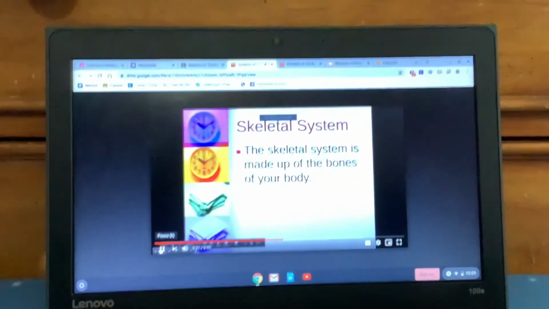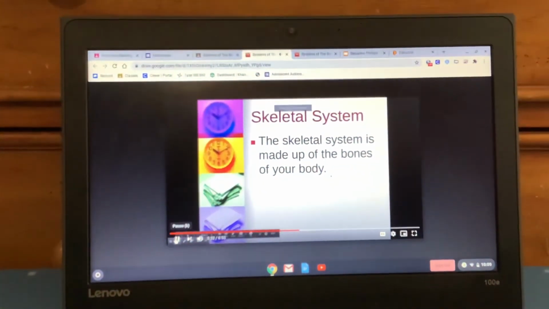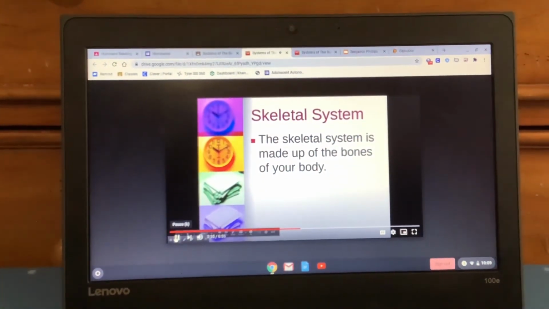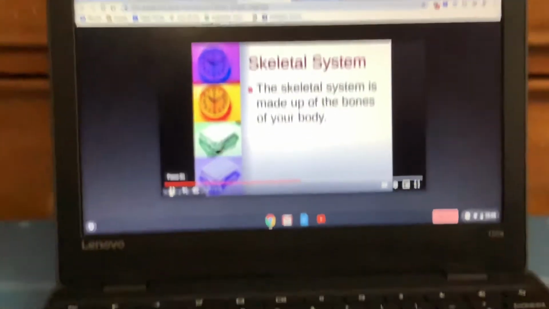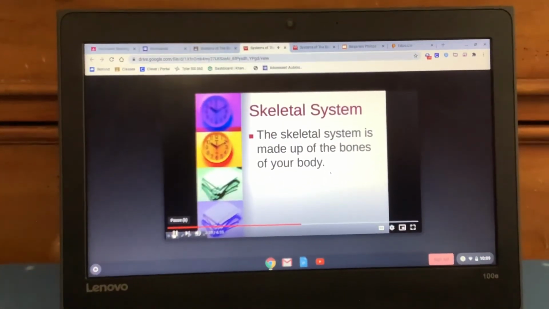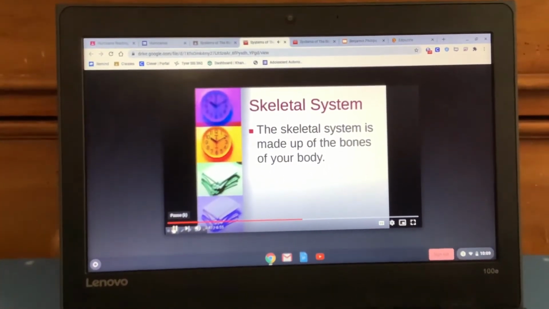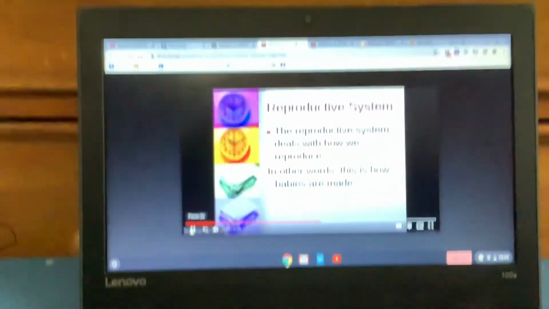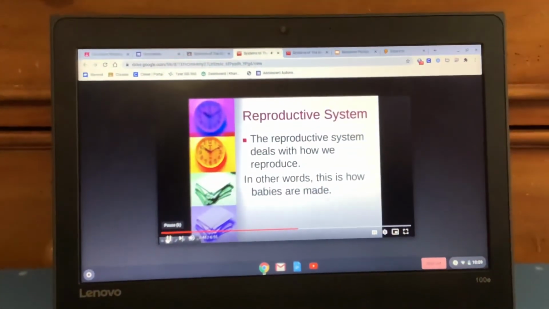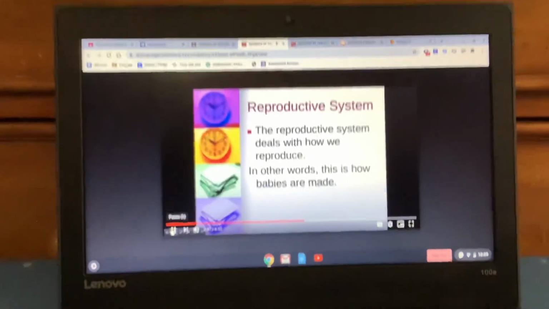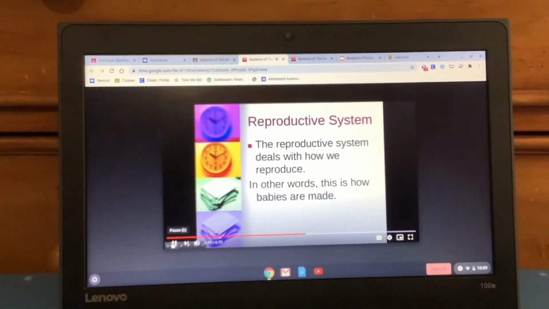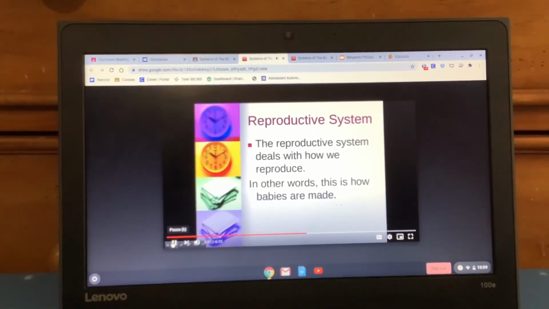Here we go. It says the skeletal system. This is the first one we're going to cover. It says the skeletal system is made up of the bones of your body. The reproductive system deals with how we reproduce. In other words, this is how babies are made.